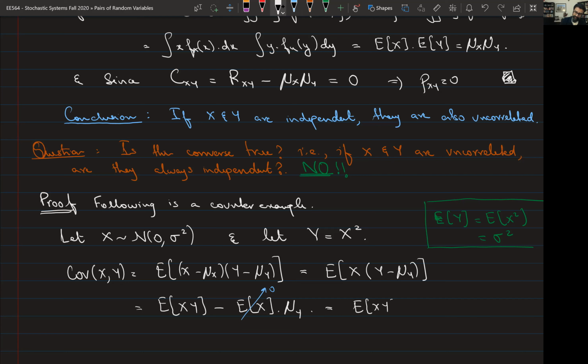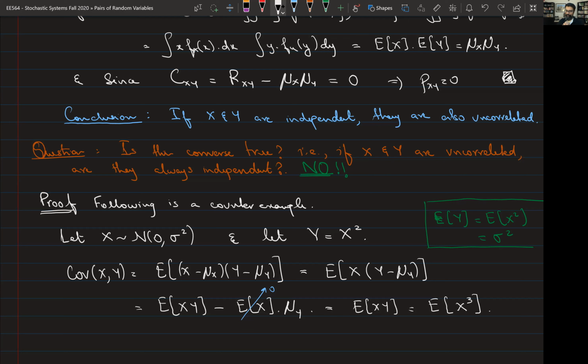What is the expected value of XY? This is expected value of X cubed. Right? I just plug in Y equals X squared here. So expected value of X times Y is expected value of X cubed. What is expected value of X cubed? What do you think it would turn out to be equal to? What should it turn out to be equal to?